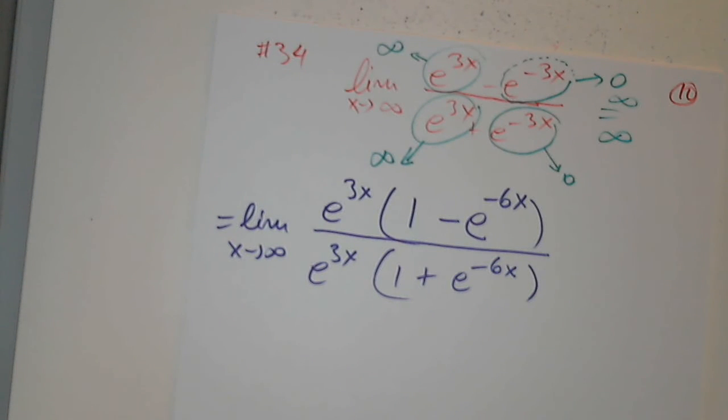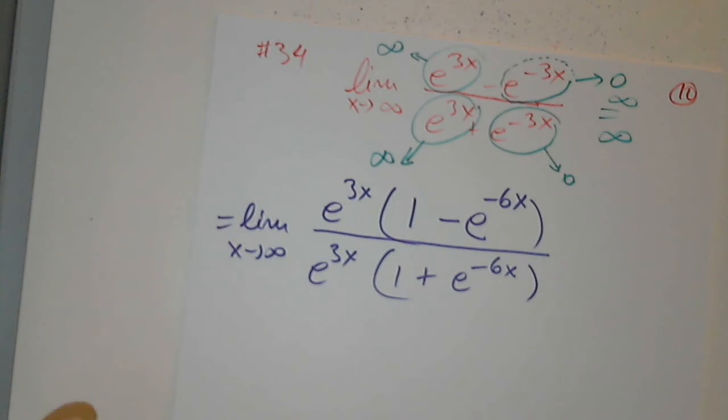Let's check this. Make sure that this is understood. So when I distribute e to 3x to 1, I get e to 3x. When I distribute e to 3x to e to negative 6x, I copy the base and add the exponents. That's the rule. I multiplied two exponential notations with the same base. I copy the base and add the exponent. 3x minus 6x is negative 3x. The same thing here. Copy the base, add the exponents. 3x minus 6x, negative 3x. Agreed?